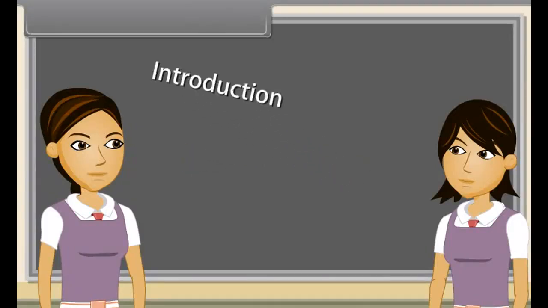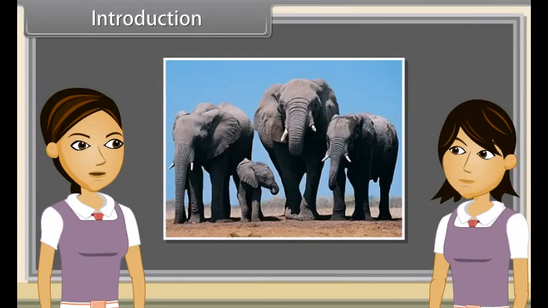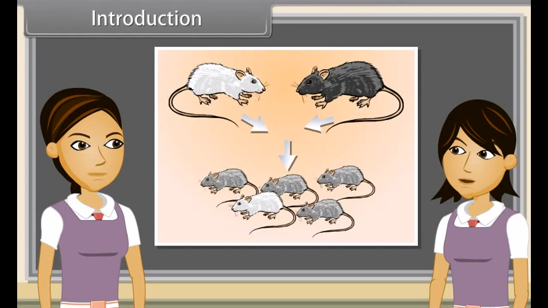Introduction. We know that reproduction is the ability of all organisms to produce young ones similar to themselves in most of characters. We can also say the process by which species is continued is called reproduction.